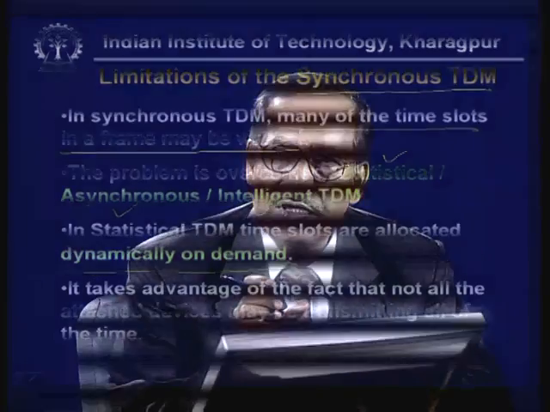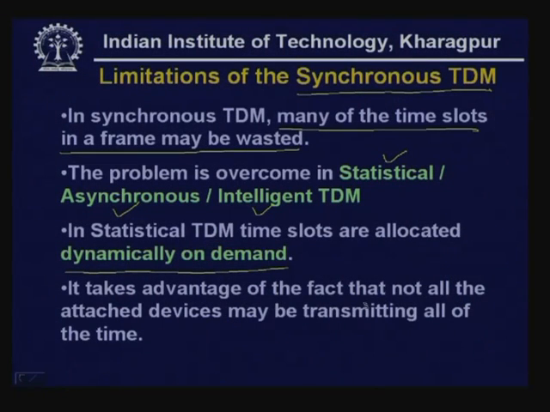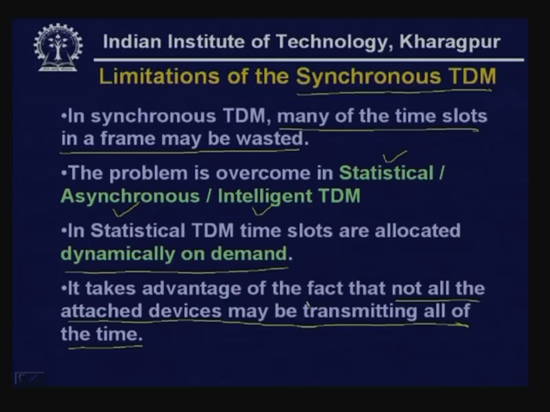So, no slot is assigned to a particular source. Any slot can be used by any source, and it takes advantage of the fact that not all the attached devices may be transmitting all the time. For example, whenever we talk over a telephone line, all the time we are not speaking, sometimes we are listening, sometimes we are thinking. So, that silence period is wasted whenever we talk through a telephone line. That wastage can be overcome by using statistical time division multiplexing.